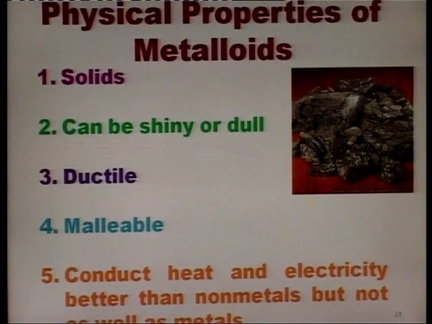Physical properties of metalloids. They are solids. They can be shiny or dull. They are ductile, malleable, conduct heat and electricity better than non-metals, but not as well as metals.